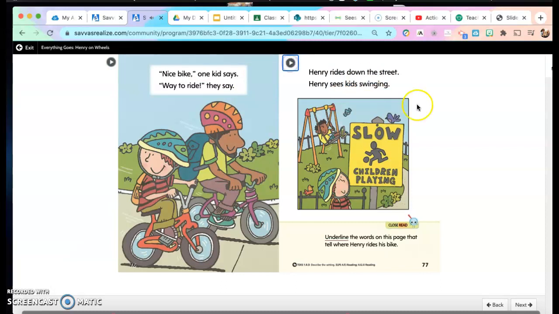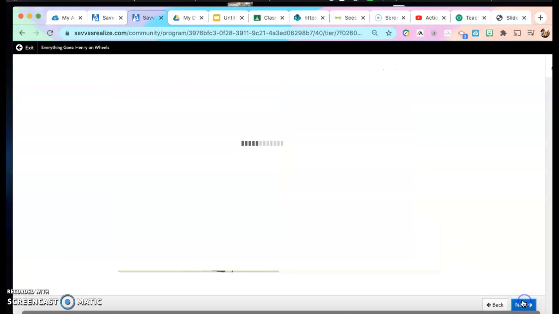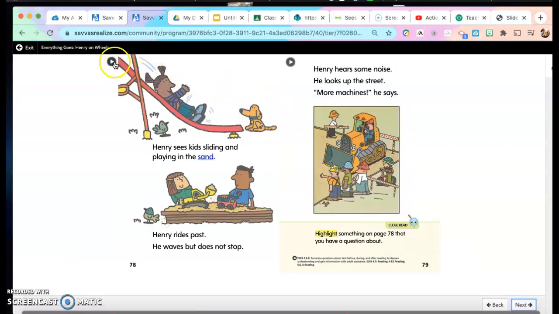Close read. Is there a park in Henry's neighborhood? Yeah, I see a park. He's riding down the street around his neighborhood. It's daytime. I also noticed that inside of his neighborhood there are businesses like the hot dog stand, and there's a park. All of these things can be part of this setting.